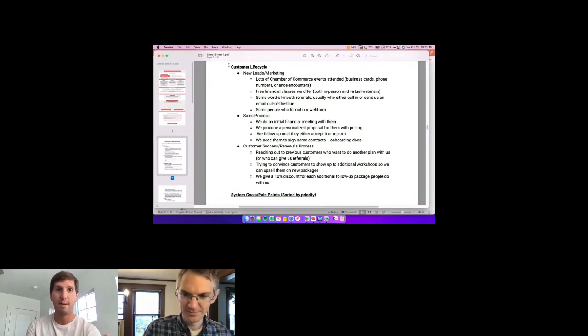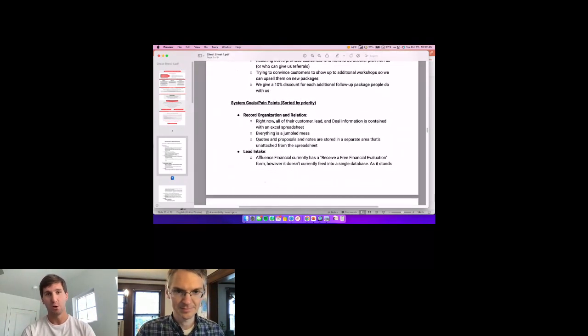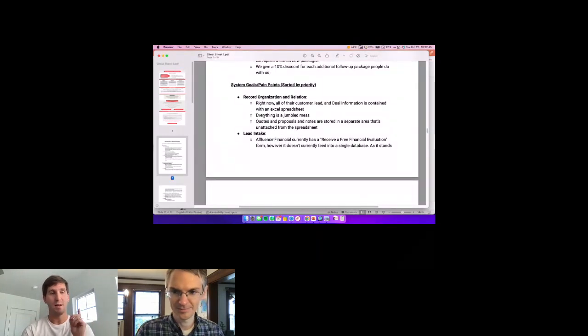So we establish the customer life cycle just to make sure we understand, yeah, in a perfect world, this is what this would look like. And then section 2, system goals and pain points sorted by priority. We don't touch the process until we have pain points and problems that we need to solve, right?